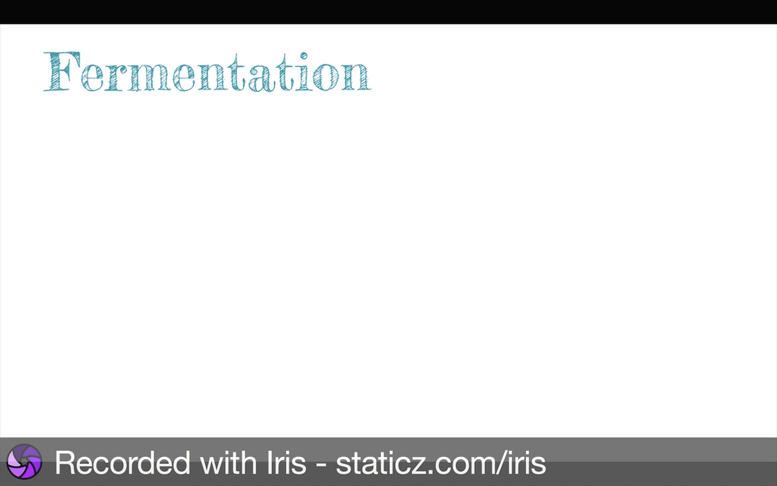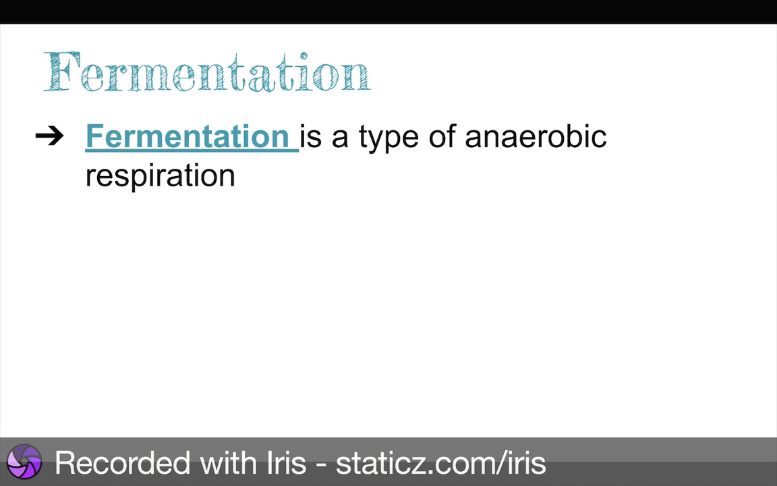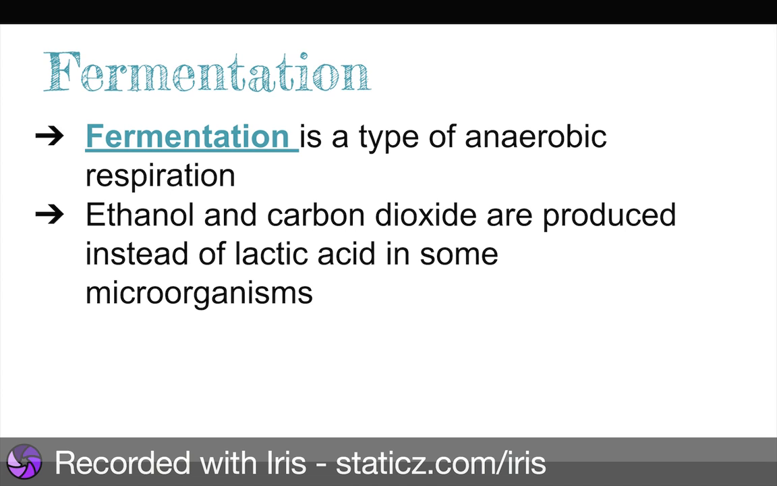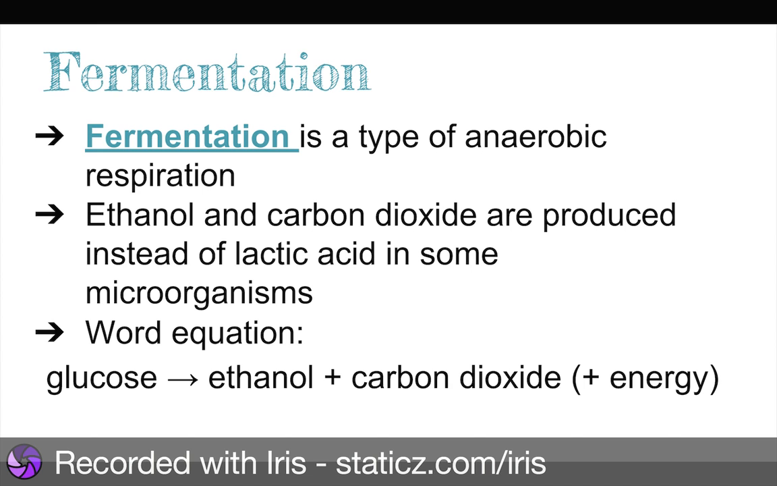Fermentation is a type of anaerobic respiration. So anaerobic respiration is a type of respiration, and fermentation is a type of anaerobic respiration. Ethanol and carbon dioxide are produced instead of lactic acid in some microorganisms. This means not every microorganism produces lactic acid by anaerobic respiration, but instead they produce ethanol and carbon dioxide. So the word equation is glucose goes to ethanol plus carbon dioxide and energy.